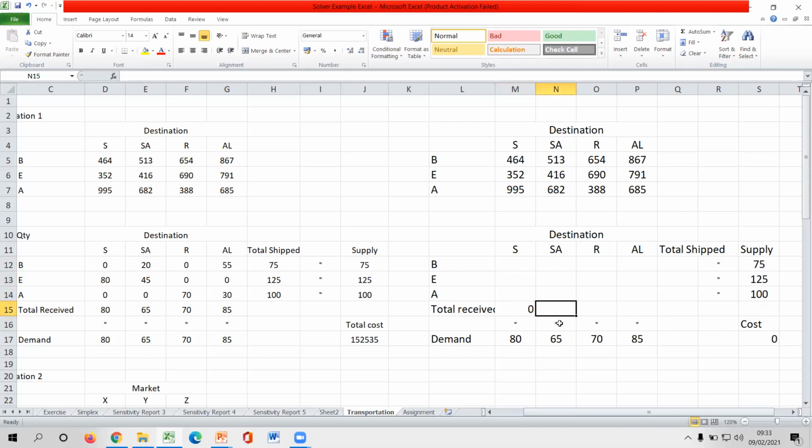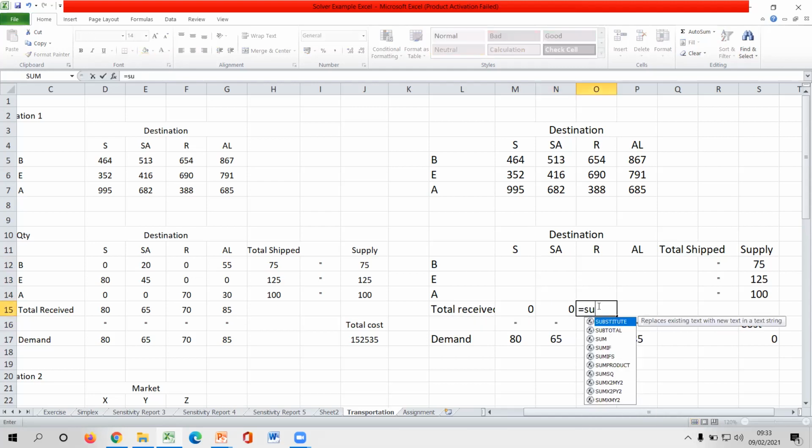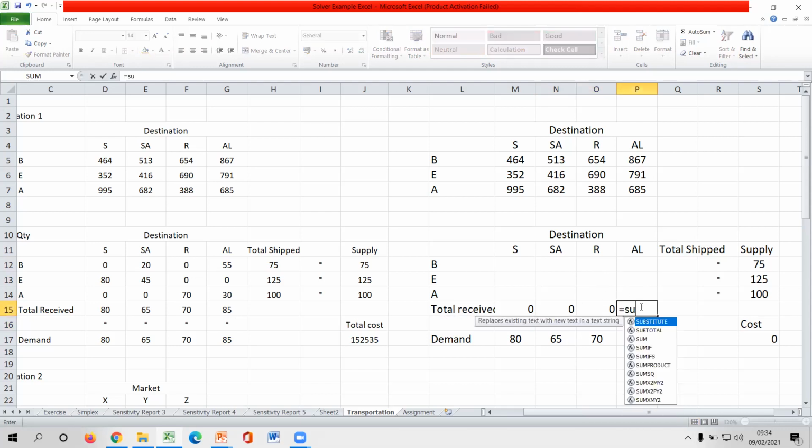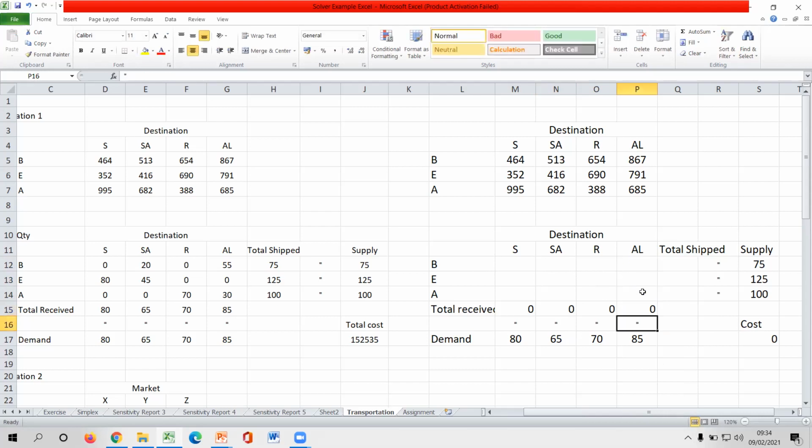Likewise, for the destination SA, we have a 65 demand requirement. So we have to fulfill that 65 demand requirement by utilizing these three supply sources. Therefore, this one also is equal sum, and we have to put it like this. The other ones we can also do the same way: the sum should be equal to these three supply sources. And lastly, it also equals the sum of these three sources.